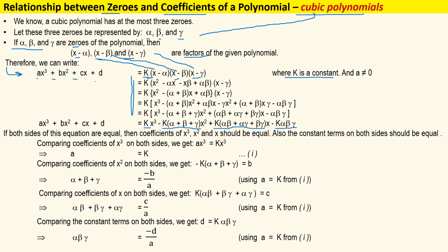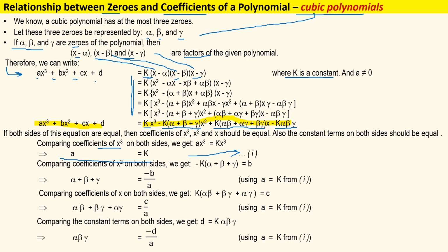So now if we were to compare both the sides of this equation, we can compare the coefficients of x cube, x square, x, and the constant term, or we can say that we are comparing different terms on both the sides. We notice that on comparison of coefficients of x cube, we get a is equal to k, and let's call this our statement number 1.